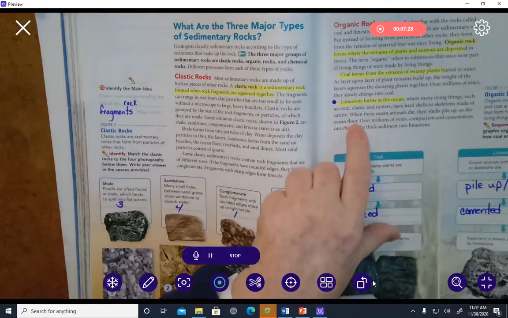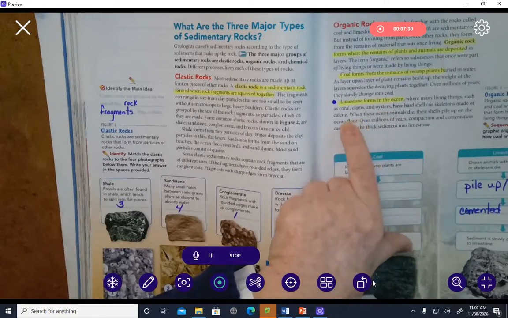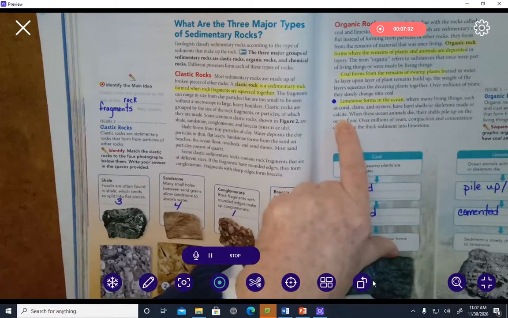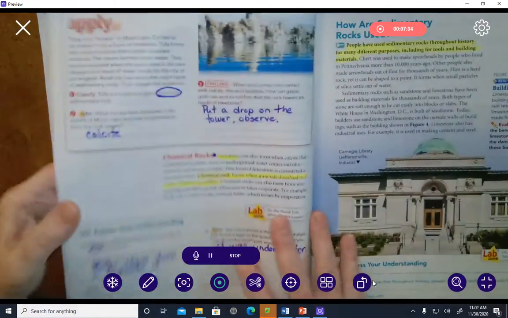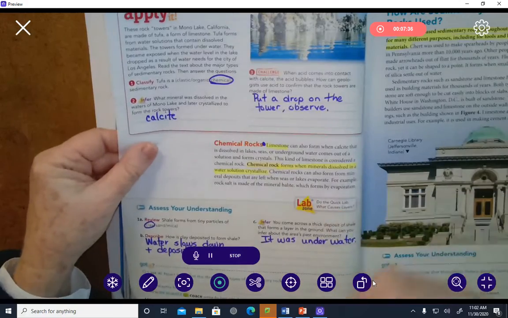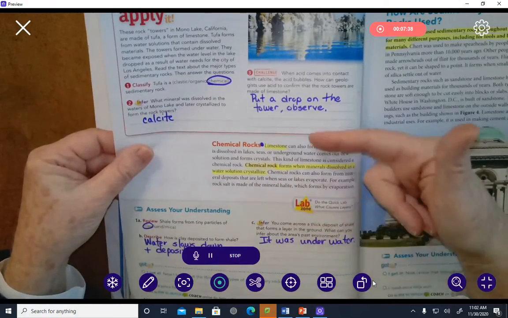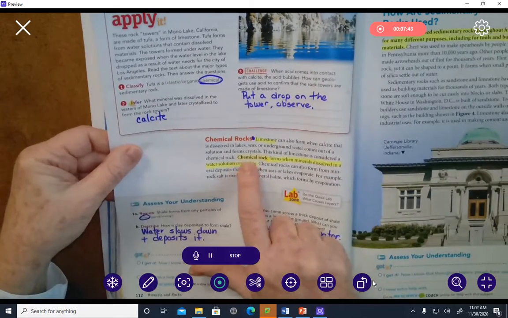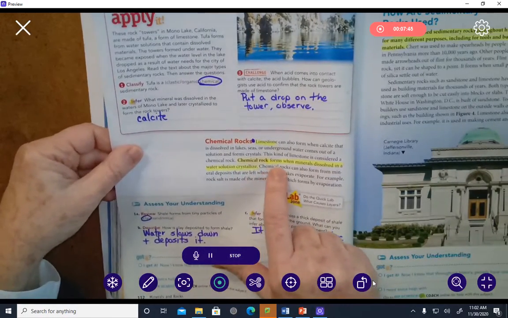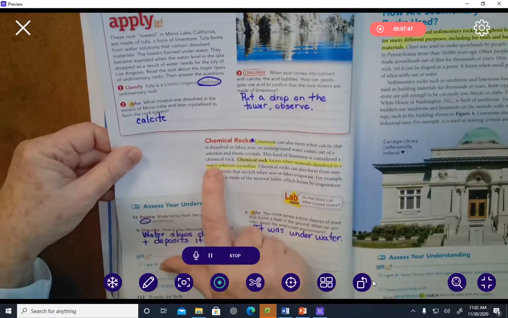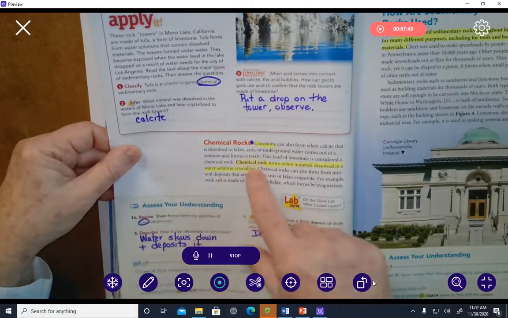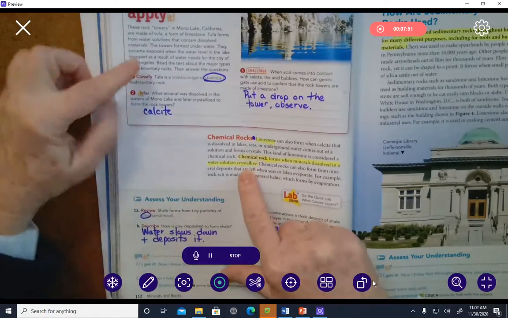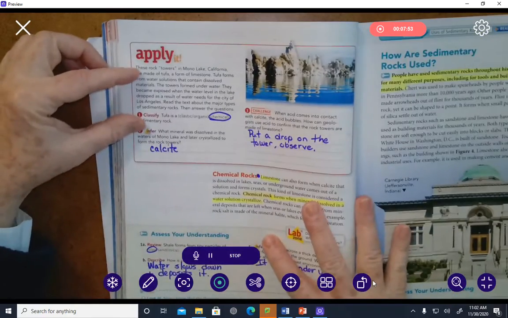Because if these shells turn into calcite and then it's crunched into limestone. But if you get that calcite dissolved in water and then it recrystallizes, then you get the limestone, but then we would classify it as a chemical rock because if you read the definition, it forms when minerals dissolved in water actually crystallize.